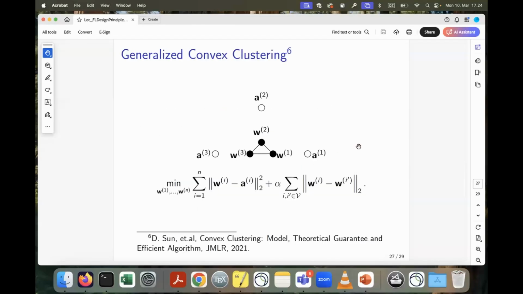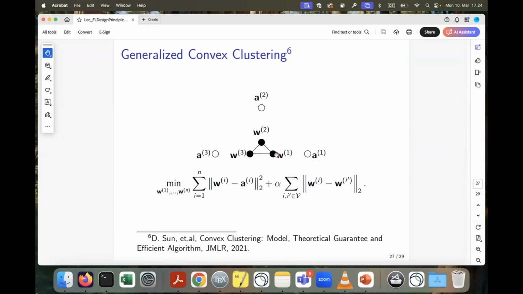Okay, and this, I think, is the final interpretation as a generalized convex clustering method. So in convex clustering, you are given a data set, and this data set consists of feature vectors, which I denote here by A. A superscript 1 is the first feature vector, A superscript 2 is the second feature vector, and so on and so forth. And then you try to cluster them by introducing a copy or let's say a guard for each of these feature vectors, and this guard is a local model parameter.